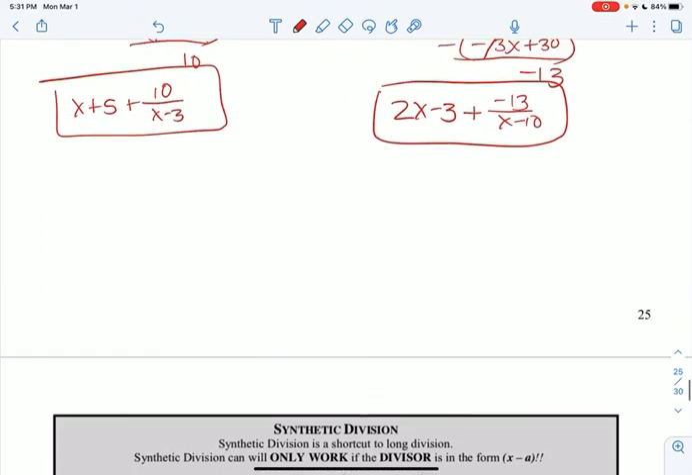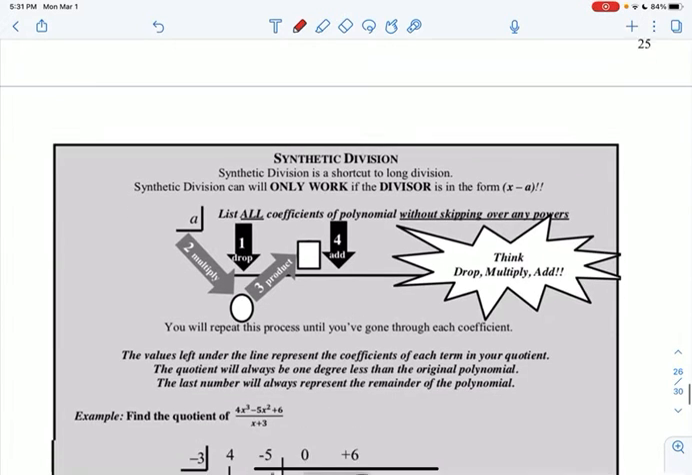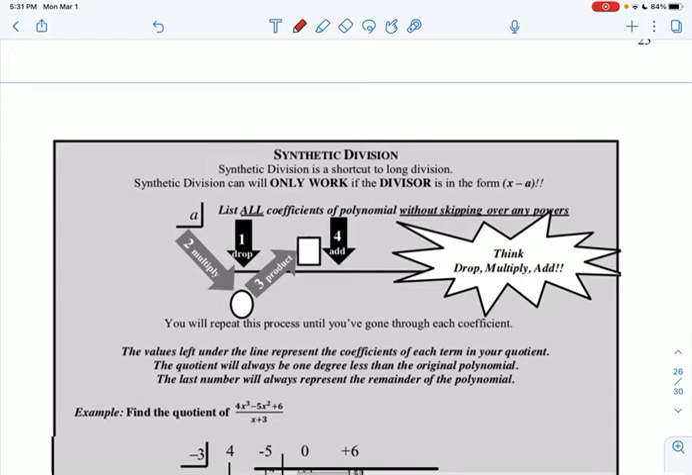All right, one more page. This page is called synthetic division. You're either going to love this or hate it. Synthetic division is a shortcut to long division. Synthetic division can only work if the divisor, that's the thing that I'm dividing by, has to be in the form x minus a. Okay, so that's the only time it works.